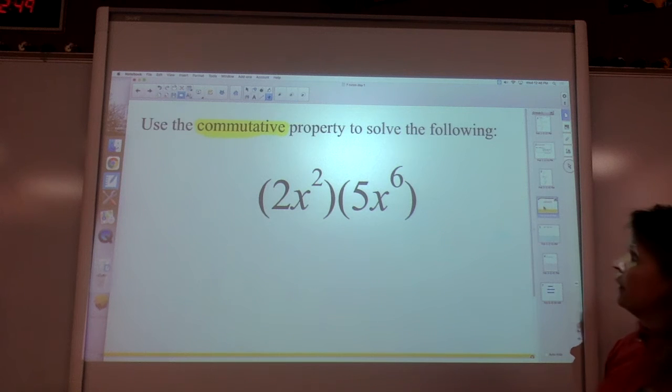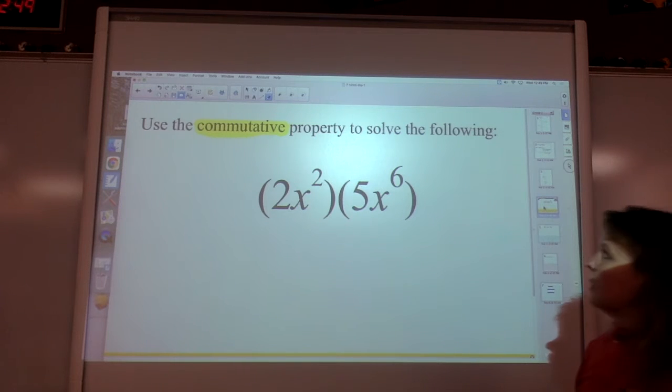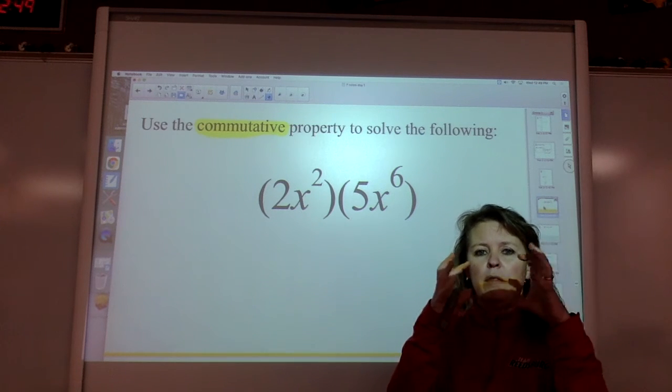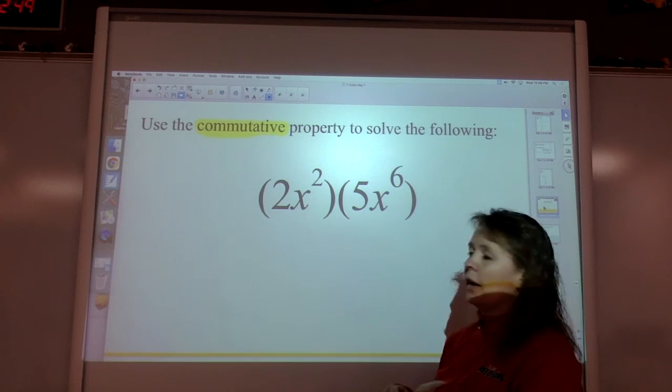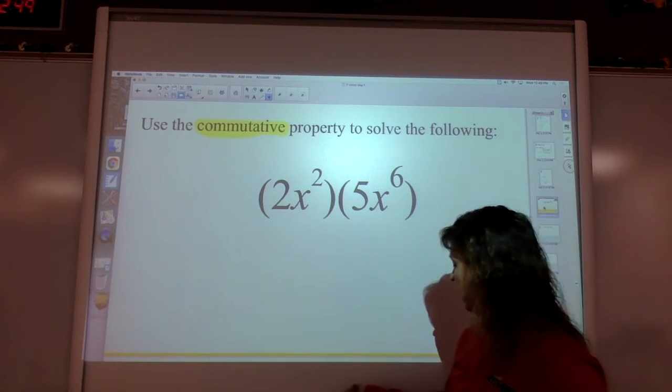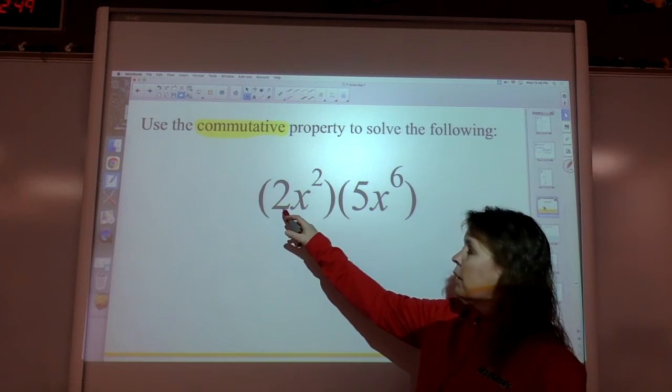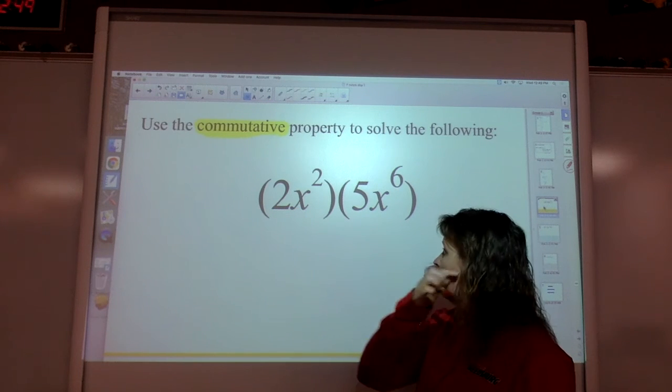All right. Now from here, we are going to use the commutative property to solve the following. Commutative basically means who do you live with? Who's in your community? Who gets to be next to you? We would like diversification in the real world, but in math, we are going to put the people in the community that are alike.